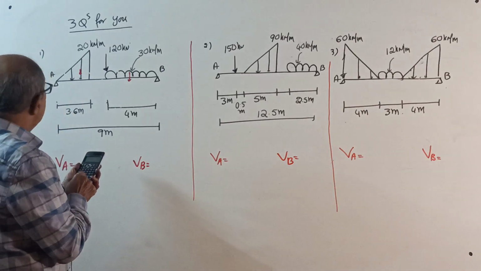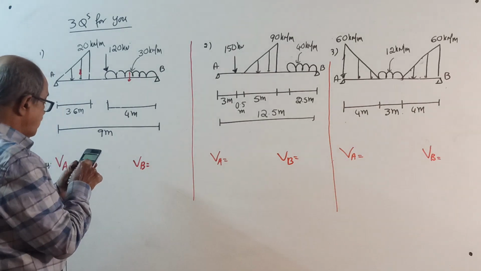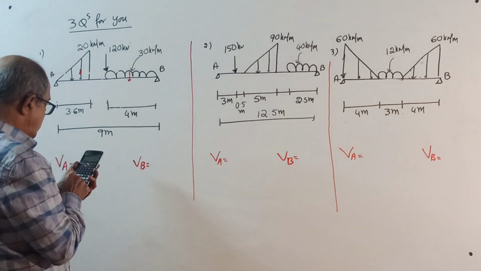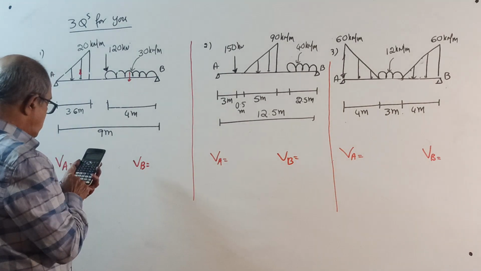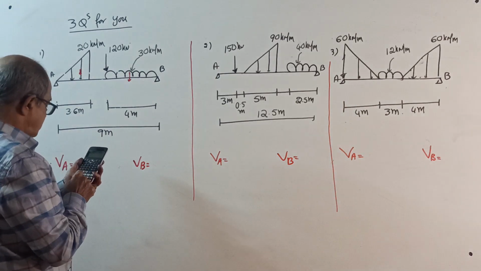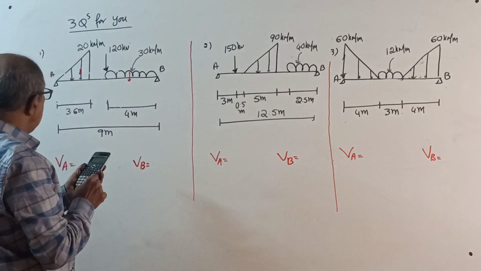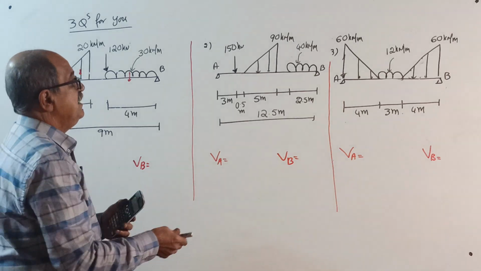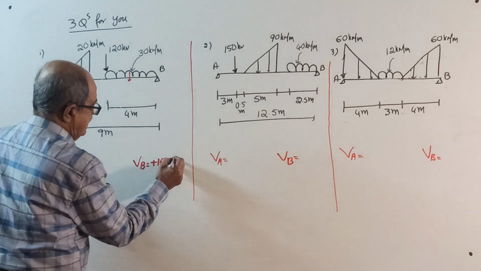Half into 3.6 into 20 into 2/3 of 3.6. The calculator is not on. Half into 3.6 into 20 into 2/3 of 3.6 plus 120 into 5 plus 30 into 4 into 5 plus 2 is 7, divided by 9 meter. 169.6 is the value of VB. VB will come plus 169.6 kilonewton.